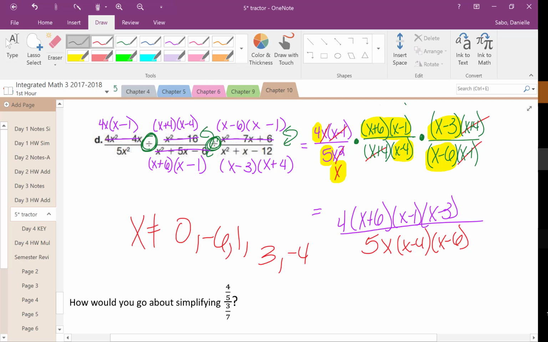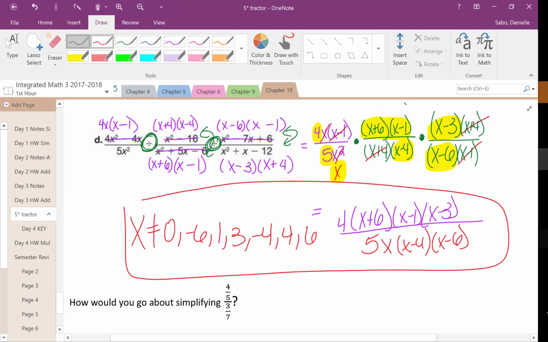Sorry, I'm going fast. 6. Let's pause again. Here we go. 0. Negative 6. I know, but someone wants to see it. Positive 1. 3. Negative 4. We're not done. Positive 4. Negative 4, we already wrote it. Positive 4. Positive 6. Positive 1. Positive 1, we already have it. That's it?